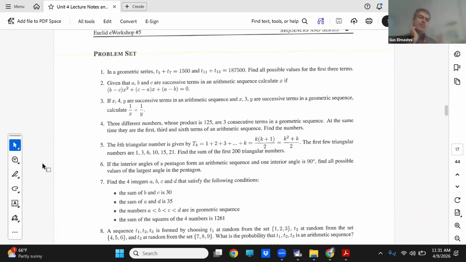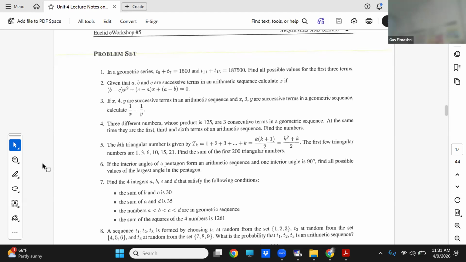But let's take a look at 1 real fast. We got a few minutes here. All right. What is that first equation telling you for number 1? Term 5 and term 7. The 5th term plus the 7th term adds up to 1,500. What does the second equation tell you? The 11th term plus the 13th term equals 187,500.